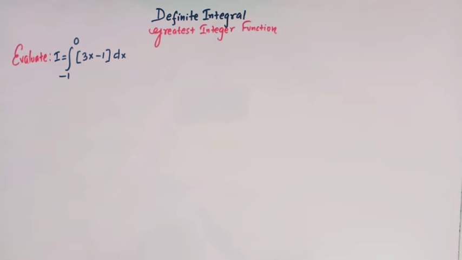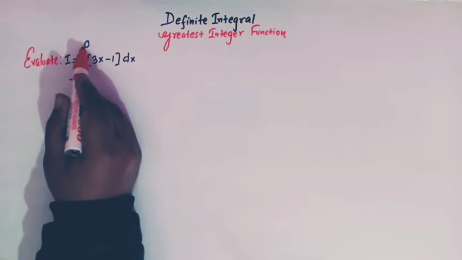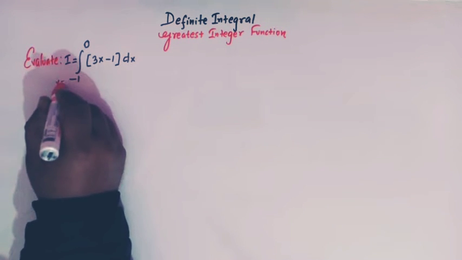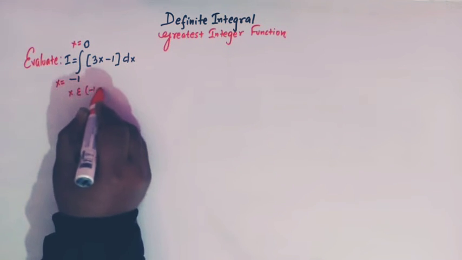Now in order to solve this integral, we can adopt two strategies, so we can make use of two methods. One is the method of substitution, and the other one is the method of inequalities. In this problem we'll prefer the method of inequalities. Now we see that the limits of integration vary from minus 1 to 0, so x belongs to this interval.